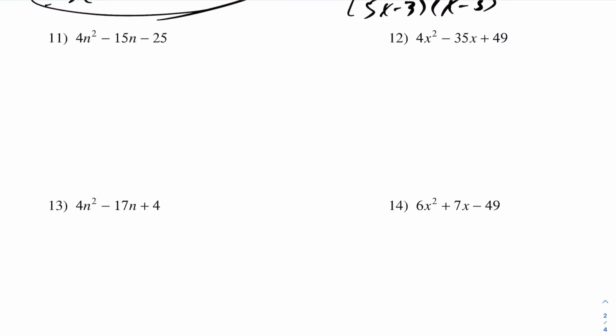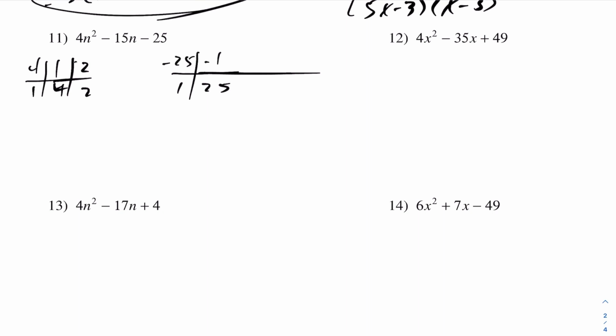So for 11 here, you'll notice right away I don't have a GCF. I can't factor out that 4 or any factor of that 4. So I'm going to go ahead and go right to charting on this. We get 4 and 1, 1 and 4, and the only other combination is 2 and 2. The same thing with 25 here. I end up getting 25 and 1, negative 1 and 25. Keep in mind that is a unique combination. These are not the same. Here 25 is negative, and in this combination 25 is positive, so it is unique.